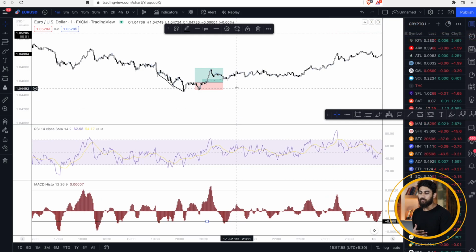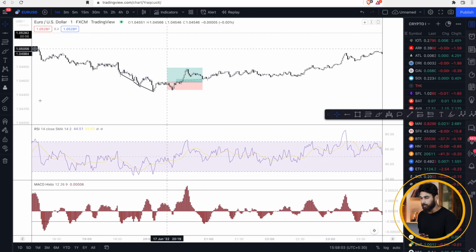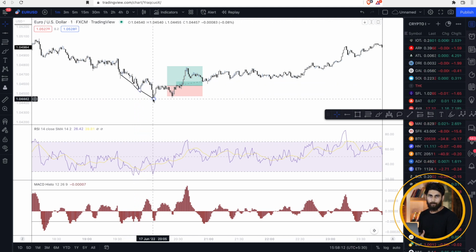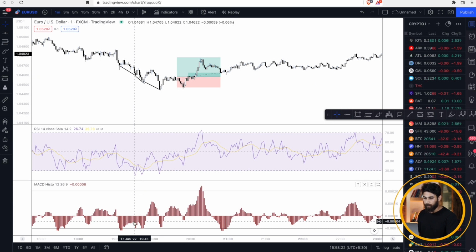The next thing you have to do is find sudden price movements. Like if you can see over here, there is a sudden price movement, right? And the price is creating lower lows, lower low, lower high, lower low and lower high. So you have to find these kinds of movements on the price chart. After you do that, what you have to do is compare this with the histogram and then check for divergence.